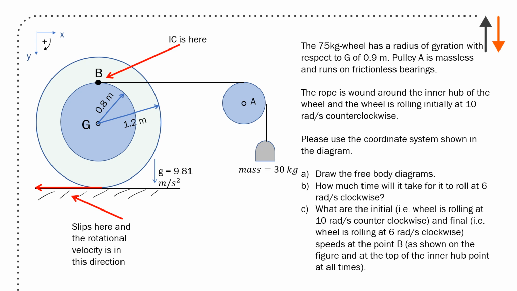How much time will it take for it to roll at 6 rads per second clockwise? Initially the wheel is rolling at 10 rads per second counterclockwise, and finally the wheel is rolling at 6 rads per second clockwise. Speeds at the point B as shown on the figure and the top of the inner hub point at all times, so right here, this point.